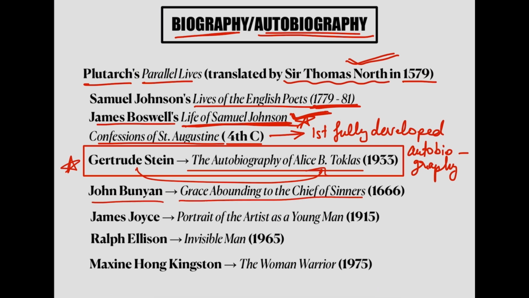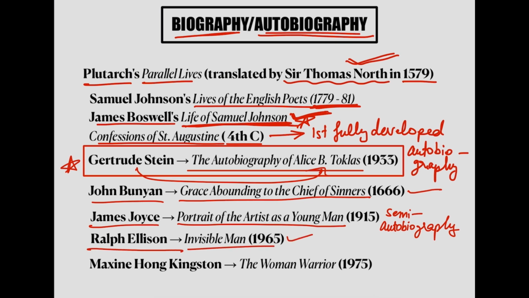जॉन बनियन की ग्रेस अबाउंडिंग टू द चीफ ऑफ सिनर्स भी इम्पोर्टेंट है. ये आपको क्रोनोलॉजी में अरेंज करने के लिए आ सकते हैं, क्योंकि क्रोनोलॉजी आजकल नेट बहुत ज़्यादा पूछ रहा है. जेम्स जॉयस का पोर्ट्रेट ऑफ द आर्टिस्ट एज ए यंग मैन इज ए सेमी ऑटोबायोग्राफी. एंड राल्फ एलिसन का इनविजिबल मैन 1965, मैक्सीन हॉकिंगस्टन का द वुमेन वॉरियर 1978 वर्क है. ये वर्क्स आपको याद एज इट इज रखने पड़ेंगे, बट इन chronological order.